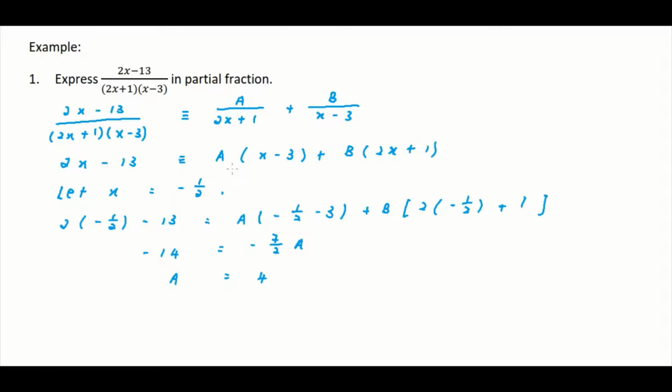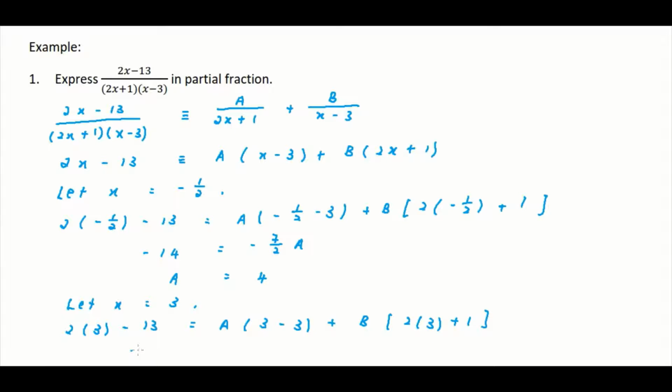But then let's try to make it easier. Then maybe we can try to make the term of a become 0. So let my x become 3. So when my x is 3, I have 2 times 3 minus 13 equals a(3 minus 3) plus b(2 times 3 plus 1). So you can see that my a is now becoming 0.